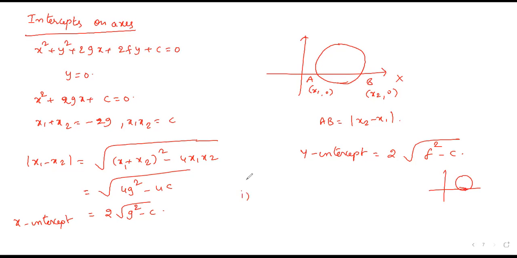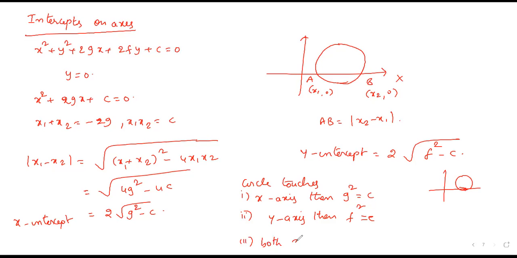So circle touching x-axis means the length of the intercept is 0, which means g square equal to c. So this is the condition for the circle S equal to 0 touching the x-axis: g square equal to c. Similarly, touching the y-axis is f square equals c. And touching both the axes, then g square equals f square equals c. This is the condition for touching both the coordinate axes.